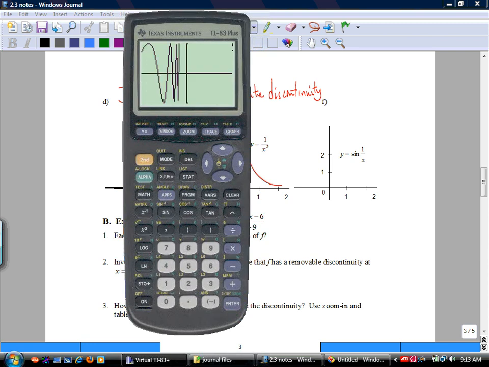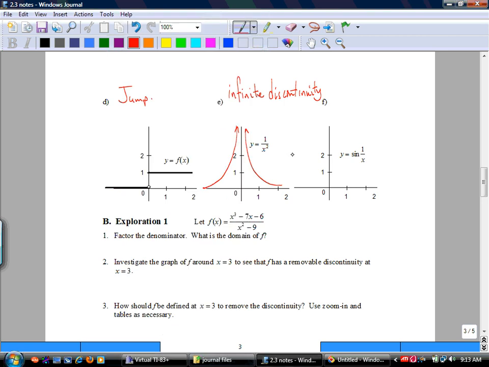Do we agree that we really don't know what's going on around 0? It seems to be going up and down. We call this oscillating. It's an oscillating discontinuity.